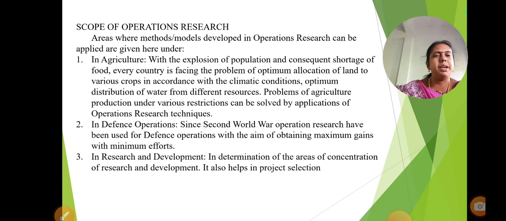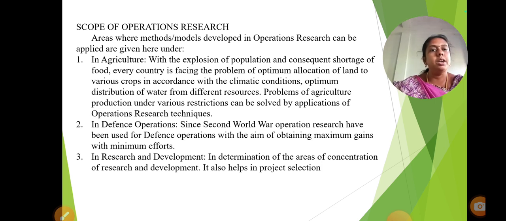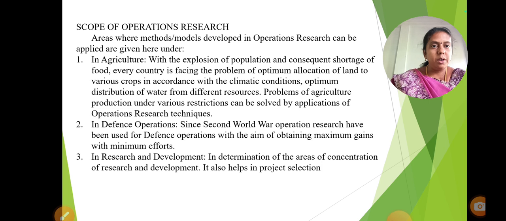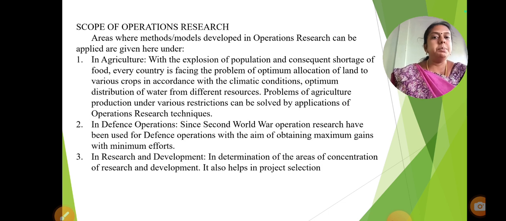Operation research is applied in many areas. In agriculture, it is used to get more yield by using several different methods and using areas of land and water. Problems of agriculture production under various restrictions can be solved by applying OR techniques. In defense operations, as we already told, OR was designed in the World War timing, so it is used to get maximum gains with the minimum efforts.